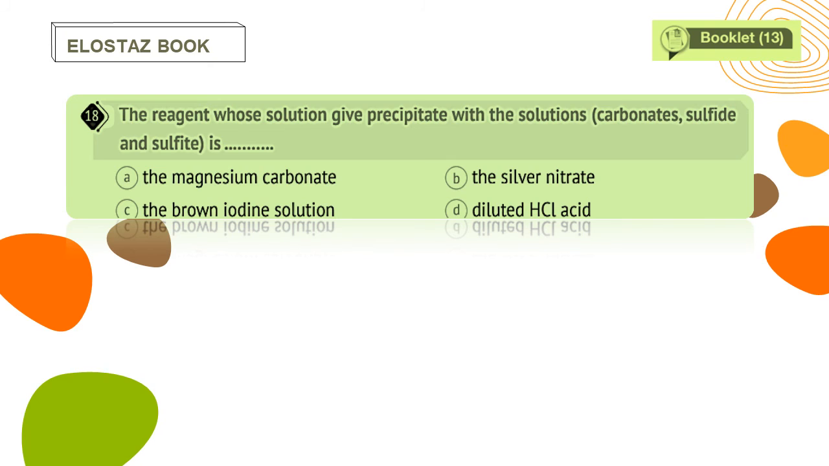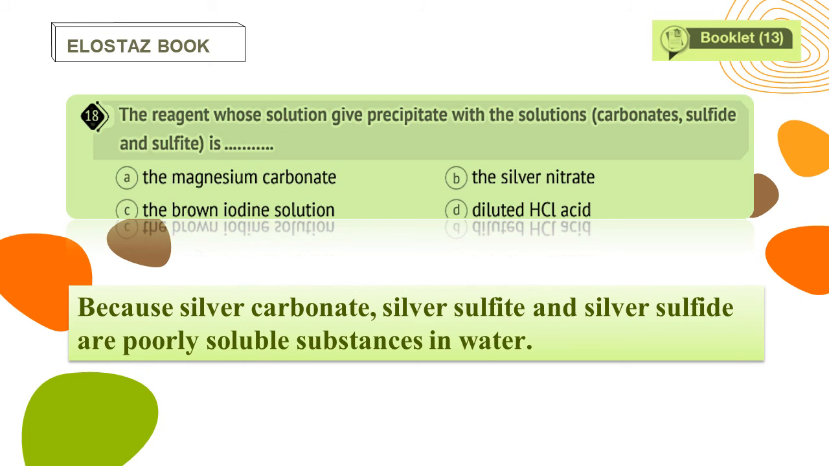Also we have diluted HCl, stronger than them, and it will dissolve each one. So we have silver carbonate, silver nitrate, silver sulfite and silver sulfide, which are poorly soluble in water. The strongest one will give precipitate with carbonate, sulfite and sulfide, so it will be silver nitrate here, giving precipitate with silver carbonate, silver sulfite and silver sulfide.